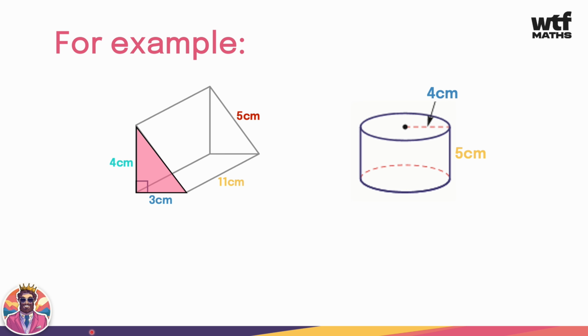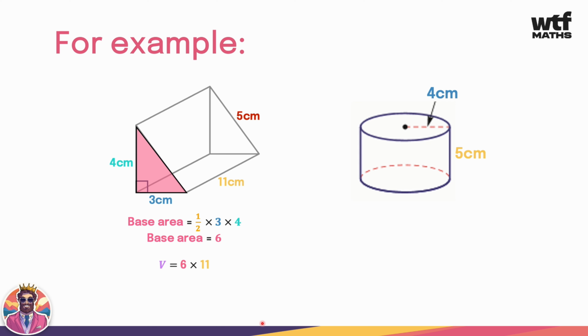So if we find the area of this triangle, half times 3 times 4 would get 6 centimeters squared. Now all we need to ask ourselves is this area, how long does it go for? It appears to stretch out 11 centimeters this way. So to find the volume of this shape, we're just going to take the area we know and times it by how long it stretches out.